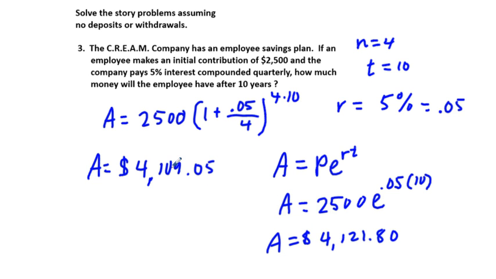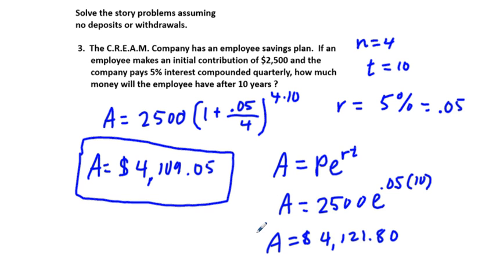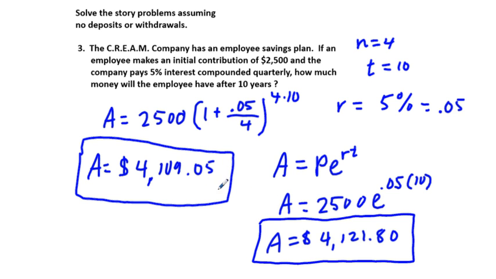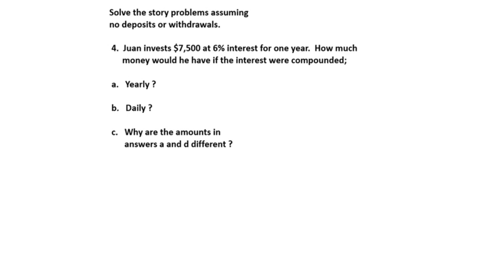Okay, in this case, comparing the quarterly, which is $4,109.05, versus the continually, which is $4,121.80, we get probably about $11 or $12 more by compounding continually with this formula with the e, Euler's number.